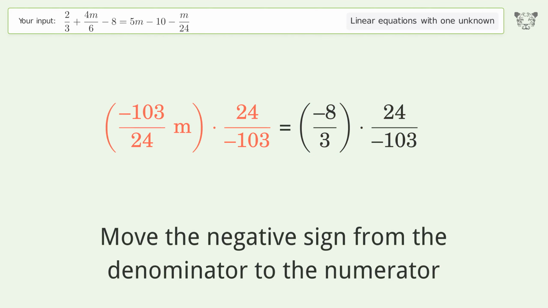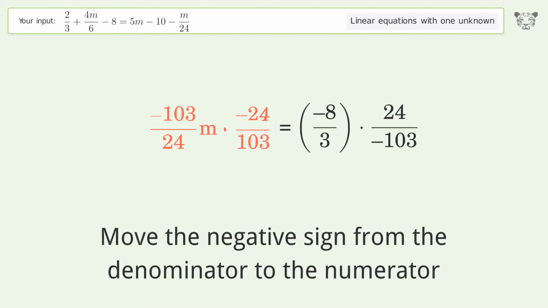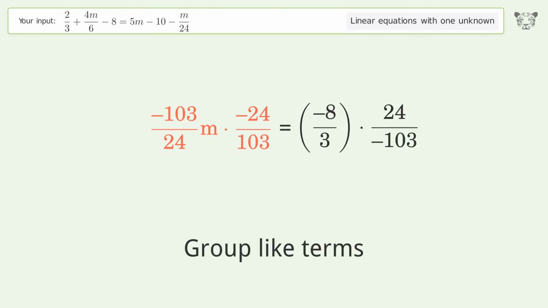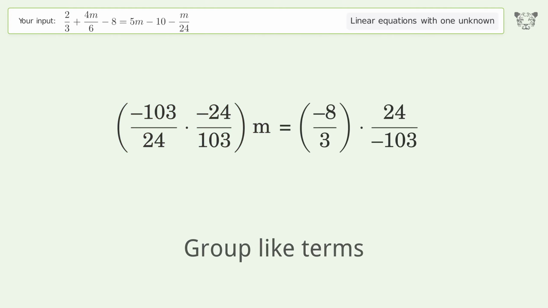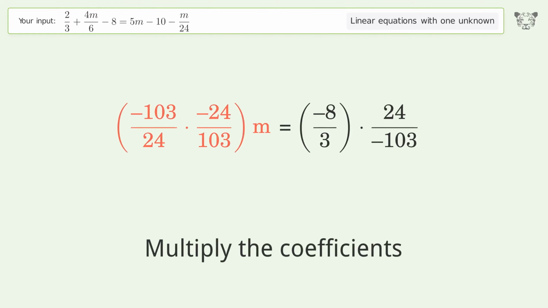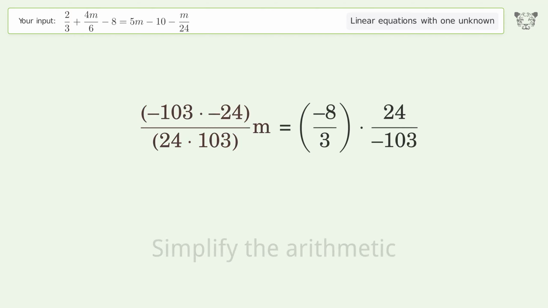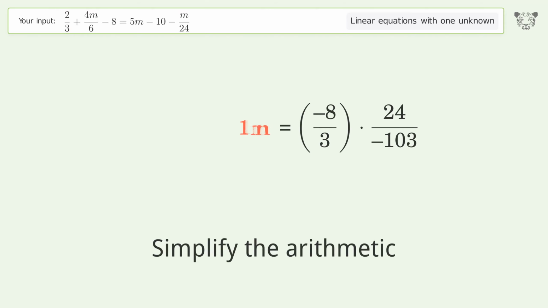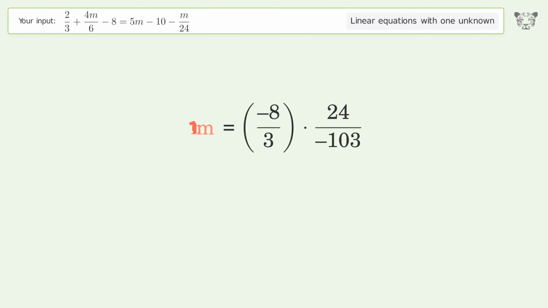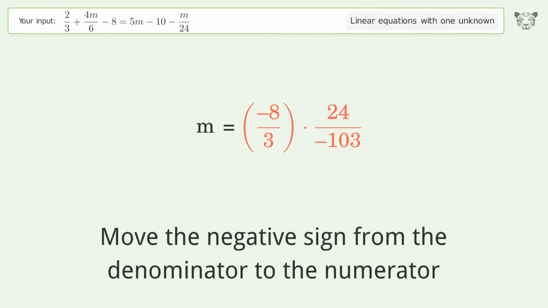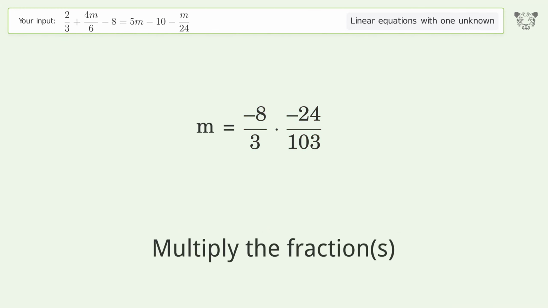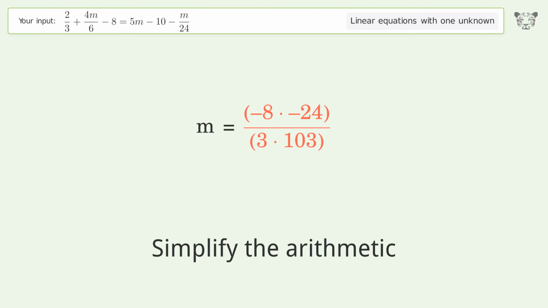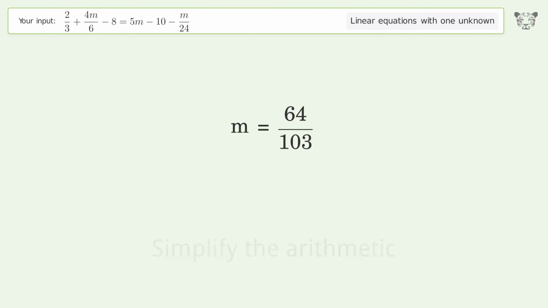Move the negative sign from the denominator to the numerator. Group like terms. Multiply the coefficients. Simplify the arithmetic. Move the negative sign from the denominator to the numerator. Multiply the fractions. Simplify the arithmetic. And so the final result is m equals 64/103.